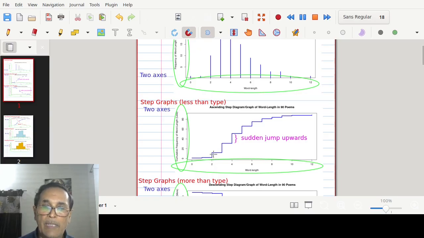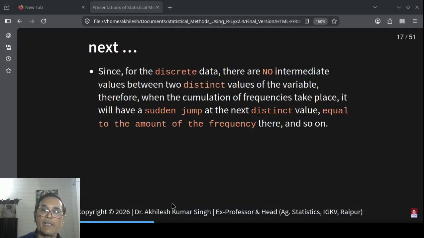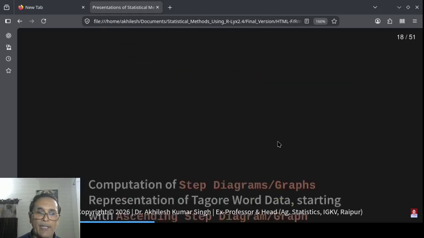Then at 2 this takes a sudden jump, then a flat line, because up to 3 there is no intermediate value. On 3 it jumps with the amount of frequency there. Then after 3 up to 4 this will have flat values, then at 4 it will have a sudden jump. This is that concept that I was telling you. This is due to the discrete nature of the data that I was just hinting at here.